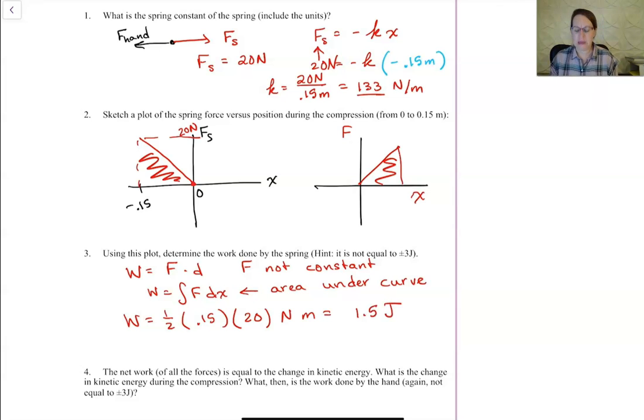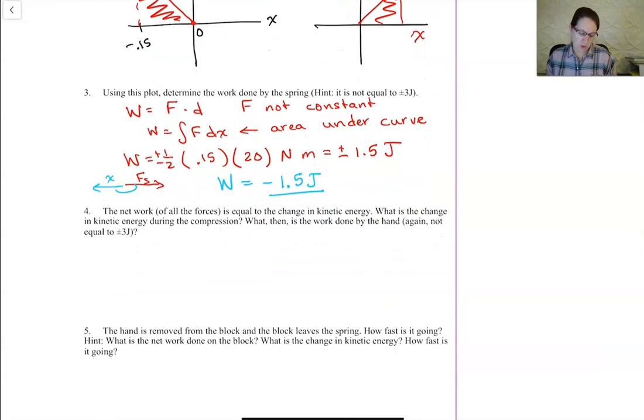Now we need to say, is it plus or minus? Okay, because area is always positive, but the work could be plus or minus. So let's figure that out. So as we look at this, the spring force is going that direction, but the displacement is going that direction. So that's an angle of 180 degrees, so that must be negative work. So altogether, the work done by the spring, in this case, is minus 1.5 joules.